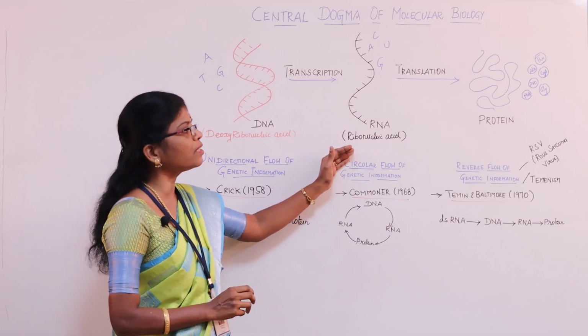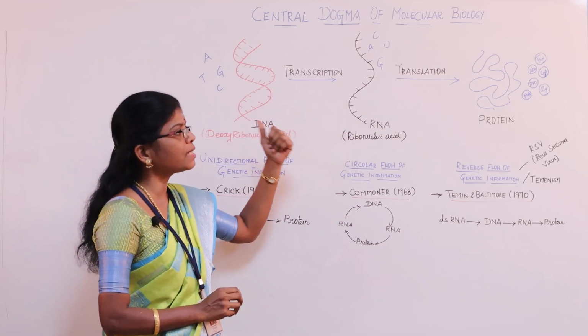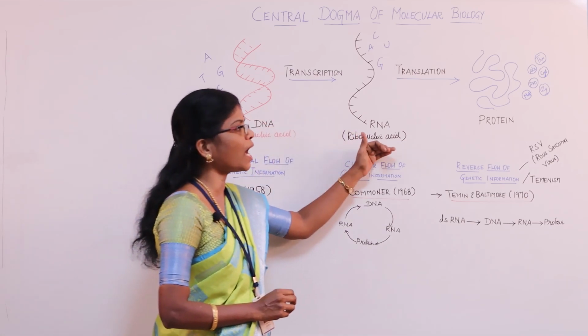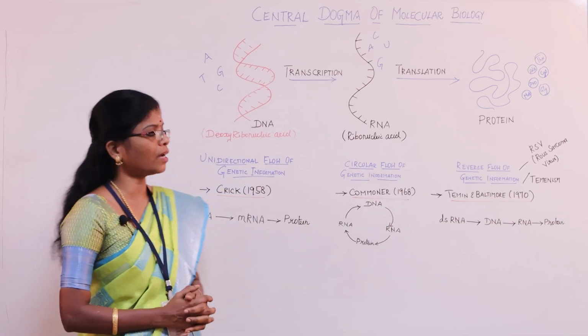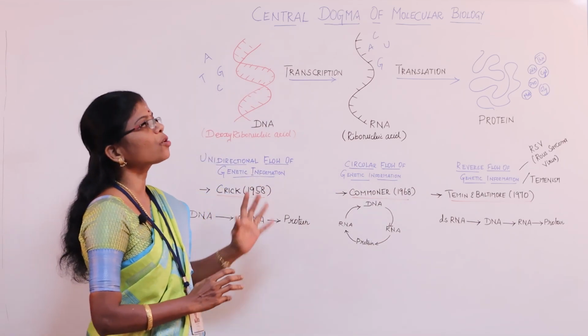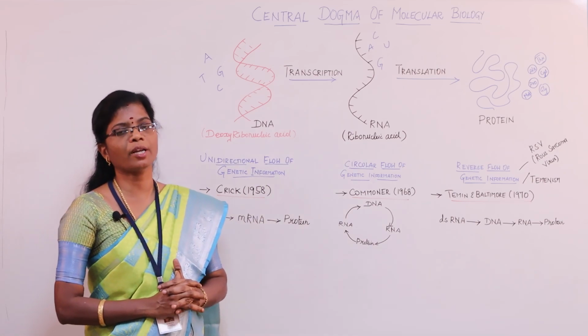After this, what happens? The information is decoded from the DNA molecule through the RNA. Finally, it is converted into a protein in the form of a polypeptide chain. This is called the central dogma of molecular biology.